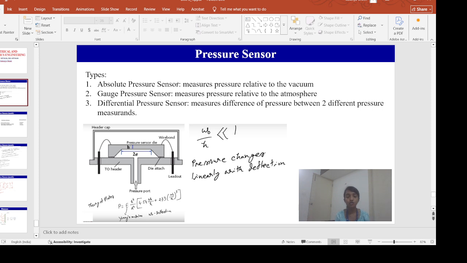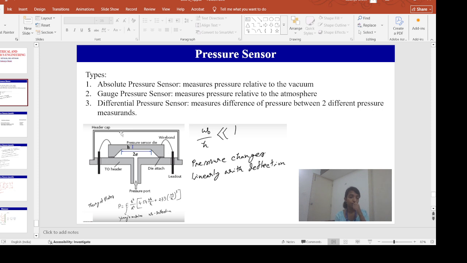One is absolute pressure sensor. It measures the pressure relative to the vacuum. If you consider vacuum is at zero pressure, then absolute pressure will be the pressure with respect to the zero pressure. Then next is gauge pressure sensor. It will measure the pressure relative to the atmosphere. For example, blood pressure. Then differential pressure sensor. It will measure the pressure difference between the two gas chambers.